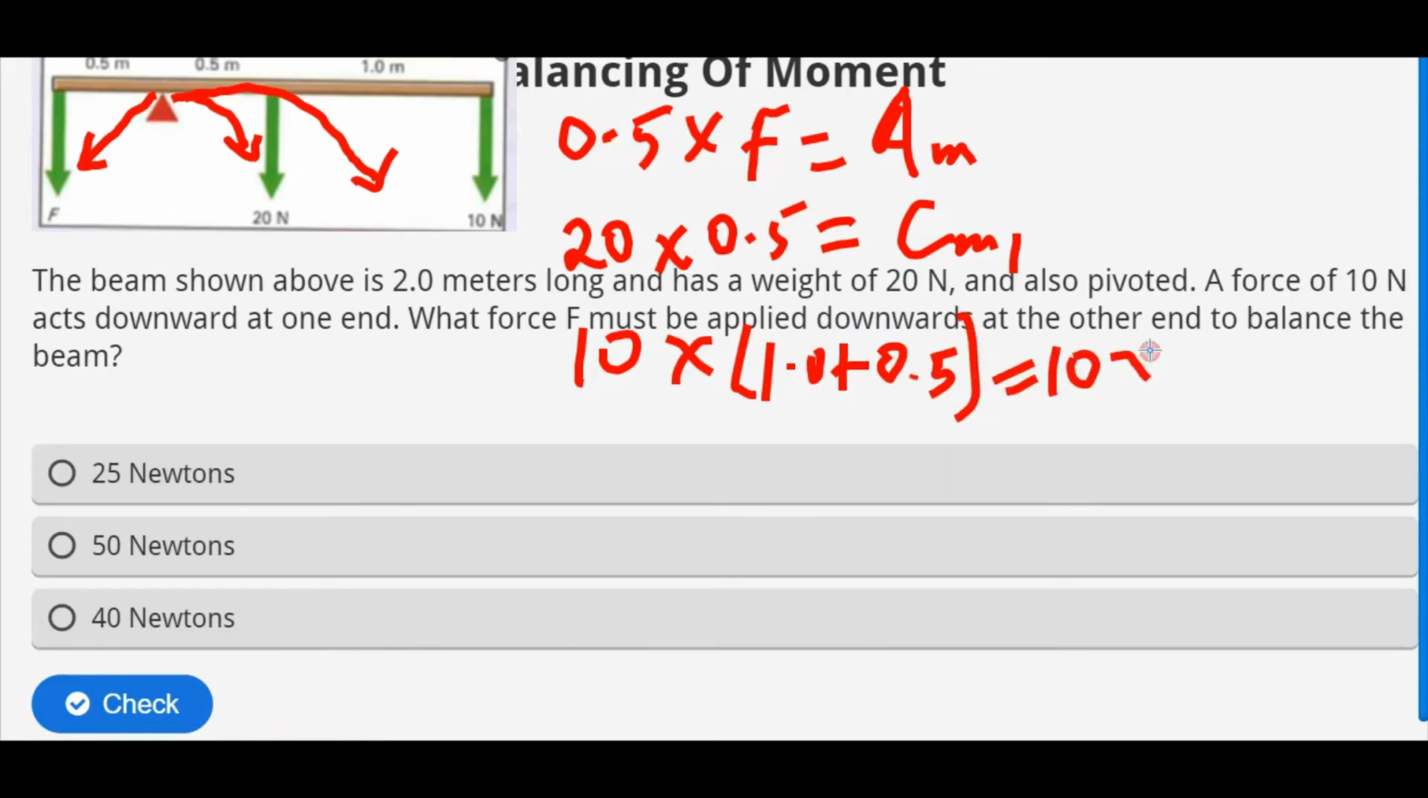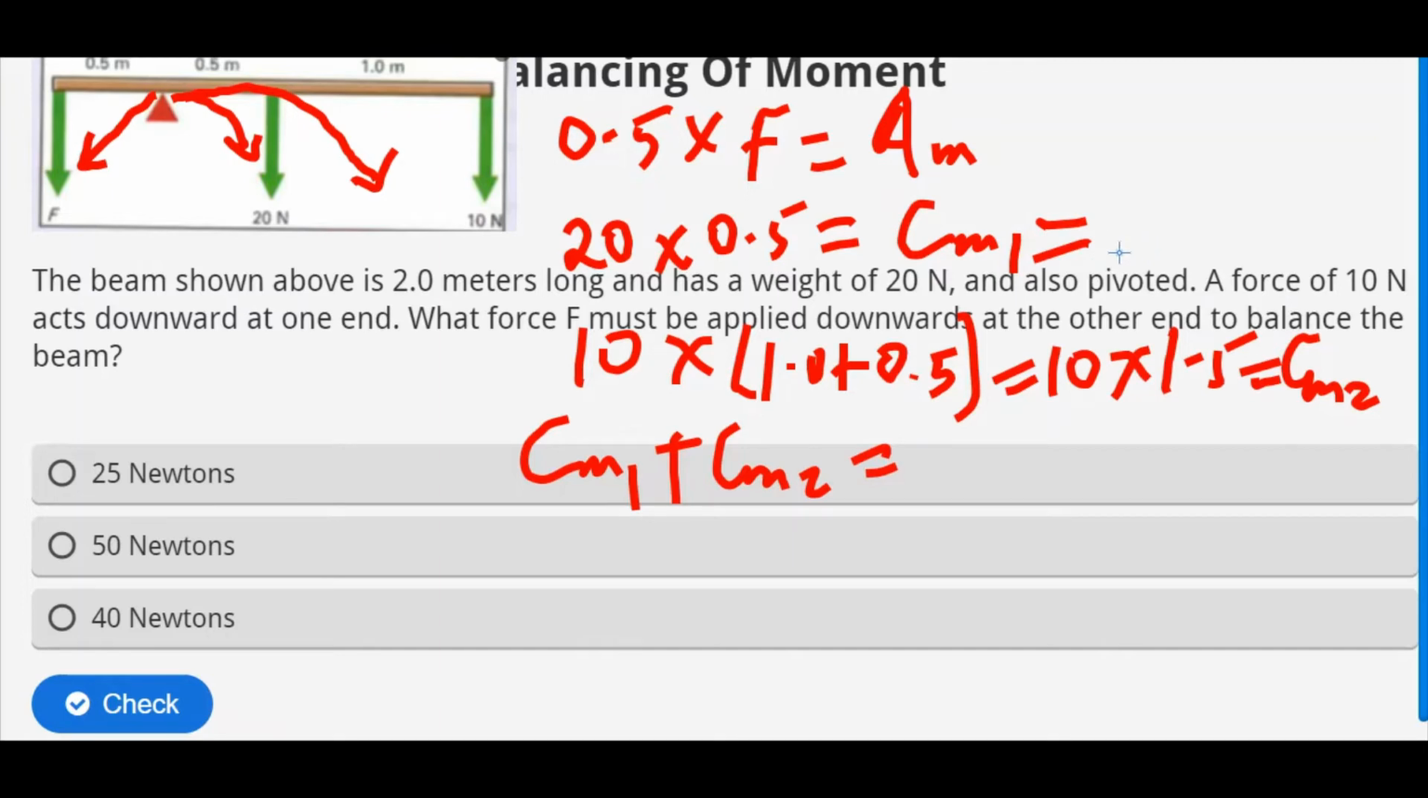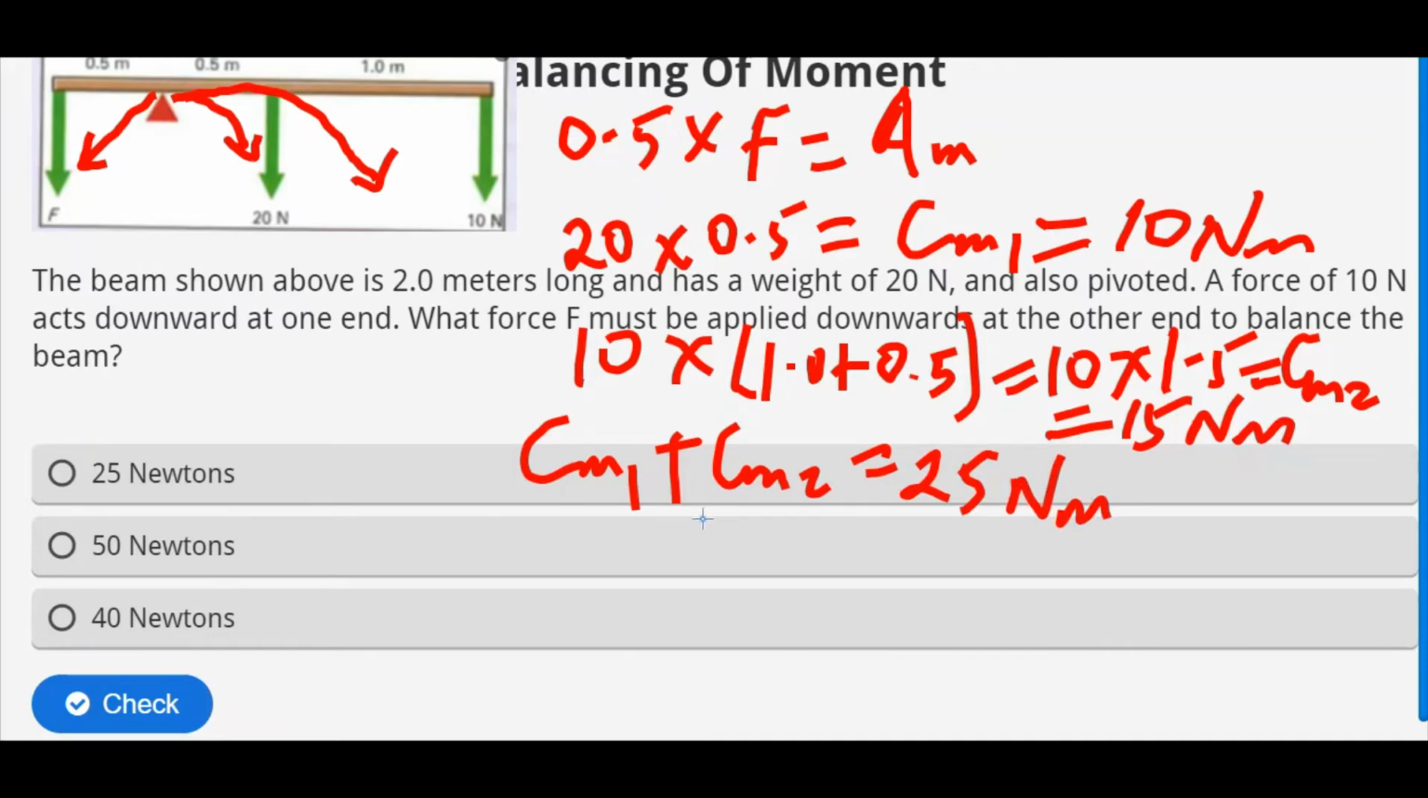That's 10 times 1.5. That's the clockwise moment, which is the second one. So we add the clockwise moments together. 1 plus what? 2. That gives us 20 times 0.5, that gives us 10 Newton meter. For the second clockwise moment, that gives 15 Newton meter. So adding 10 Newton meter to 15 Newton meter gives 25 Newton meter.